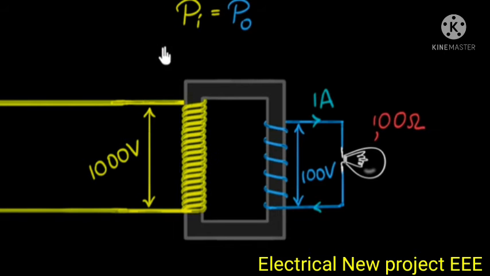So the input power would be the input voltage. I'm just going to write V_in, that's our 1000, multiplied by the input current, which I need to calculate. And that equals the output power. I'm just going to write V_out, which is our 100, multiplied by the output current.